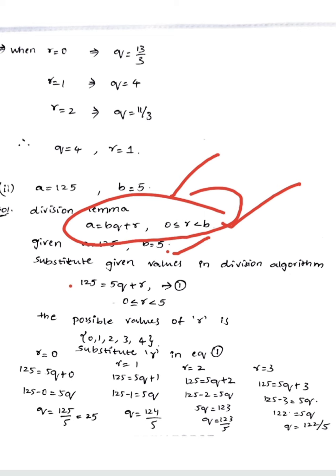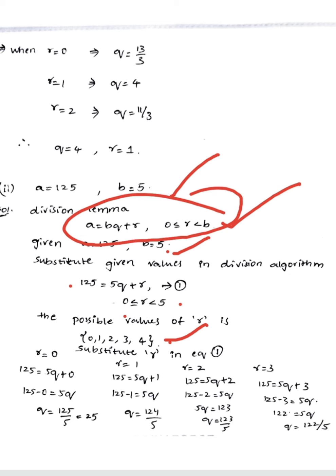We don't know the values of q and r, so I kept it as it is. So 0 is less than or equal to r, which is less than 5. Now, what are the possible values of r? The possible values of r can be 0, 1, 2, 3 and 4, but not 5, because r is less than 5 but not equal to 5. We included 0 because 0 is less than or equal to r. So r can be 0, 1, 2, 3 and 4.